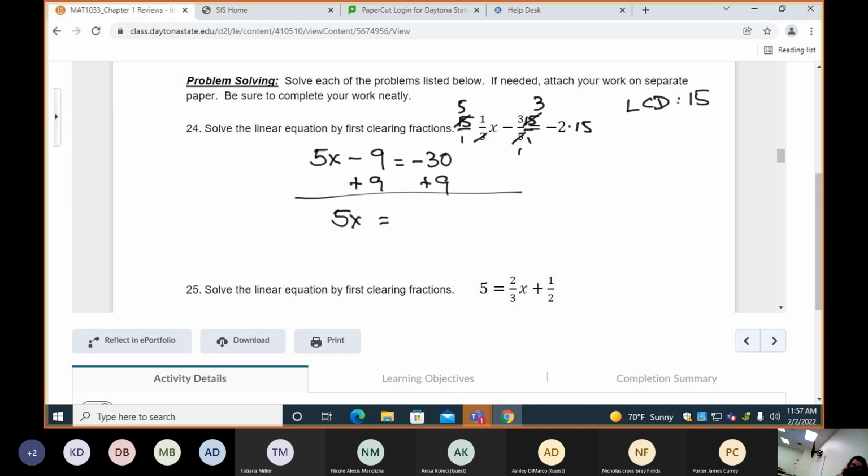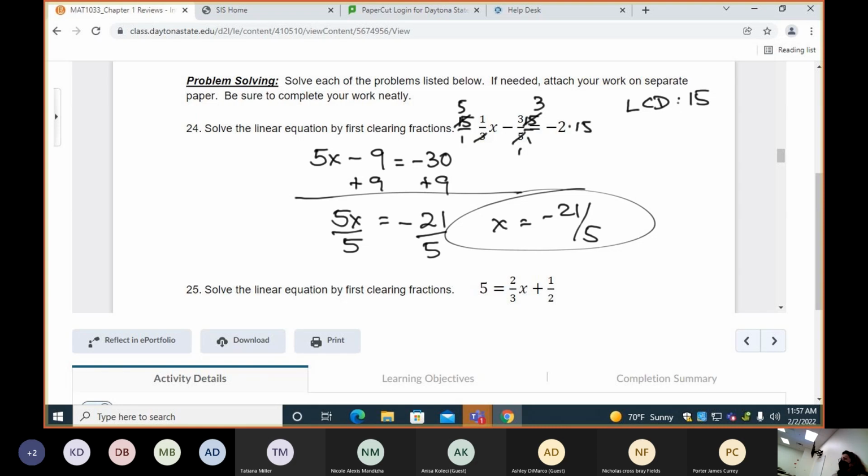5x is equal to -21. Divide by 5. X is -21 fifths. Done you are. Beautiful. There you go.